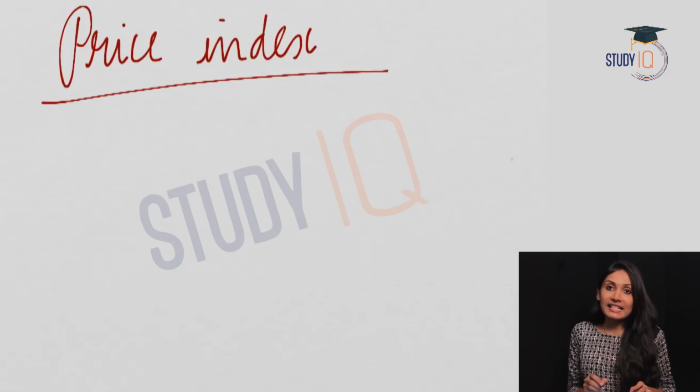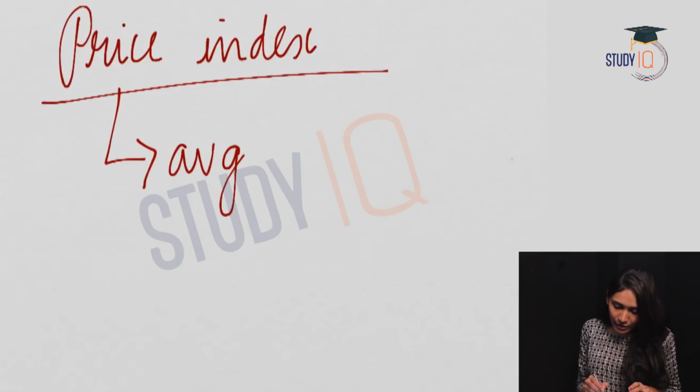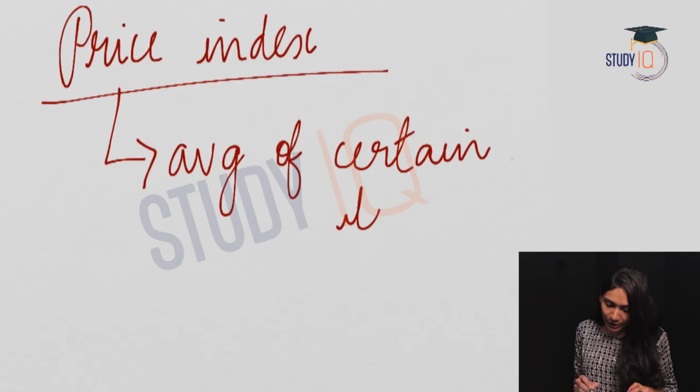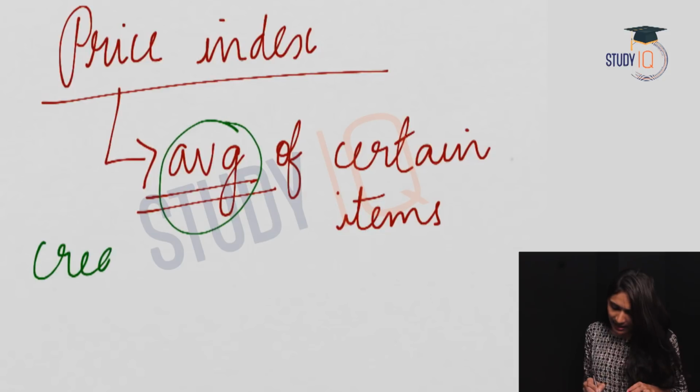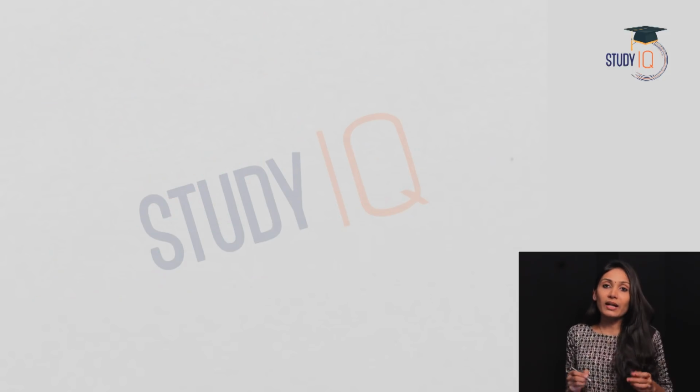Price index. What is a price index? A price index is simply the average of certain items or commodities. So it is an average of commodities. Let us see how an index is created. To understand that, we should know what a base year is.